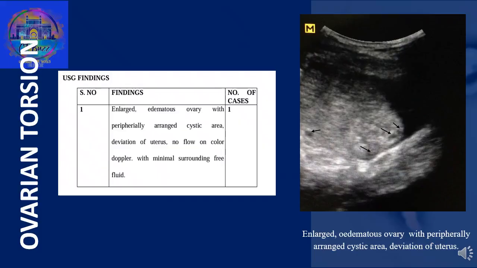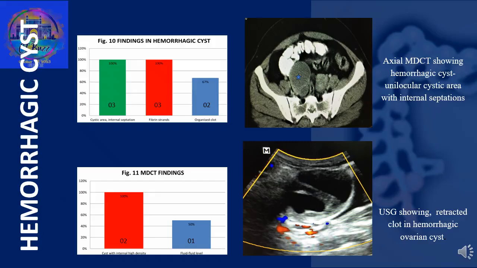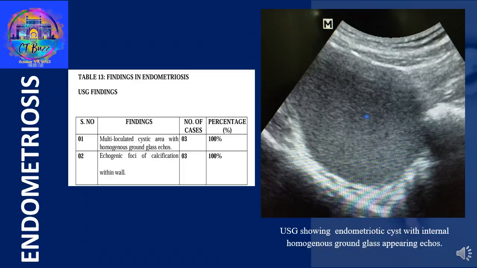In one patient with ovarian torsion, an enlarged edematous ovary with peripherally arranged follicles was seen. No flow on color Doppler was seen with deviation of the uterus. In hemorrhagic cyst, on ultrasound, a septated cystic lesion was seen in all 3 patients with retracted clot in 2 patients, as shown in this ultrasound image. On CT, a hyperdense cyst was observed. In endometriosis, a cystic lesion with homogeneous ground glass contents was seen in all 3 patients, as shown in this image.